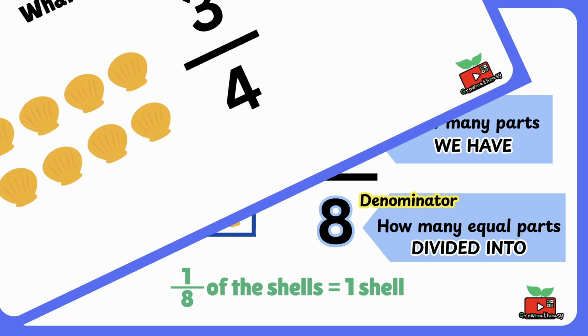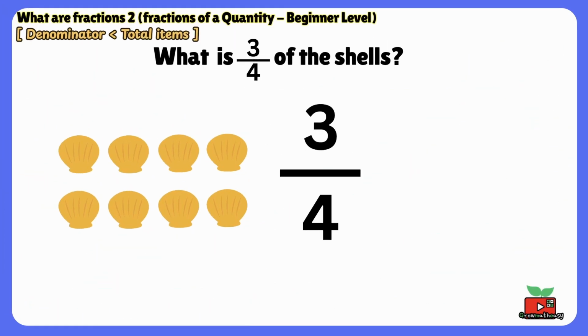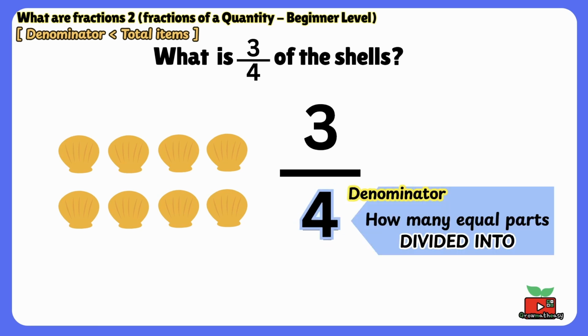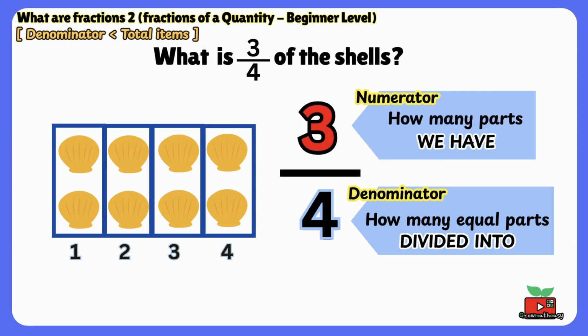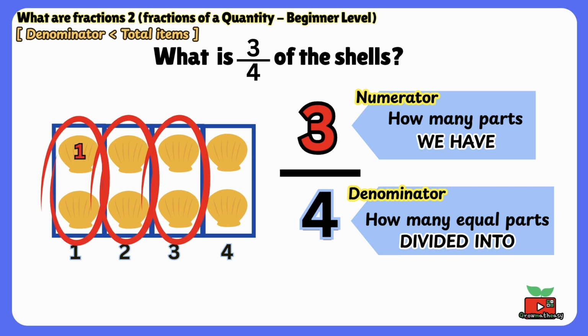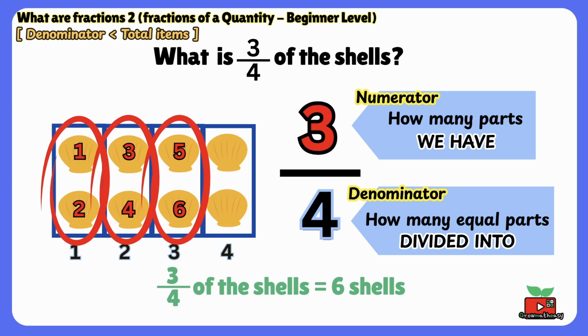Now let's try a bigger fraction. What is 3/4 of the shells? The bottom number, 4, means we divide the shells into 4 equal groups. The top number, 3, means we take 3 of those groups. Each group has 2 shells. So 3 groups is 6 shells. That means 3/4 of the shells is 6 shells.